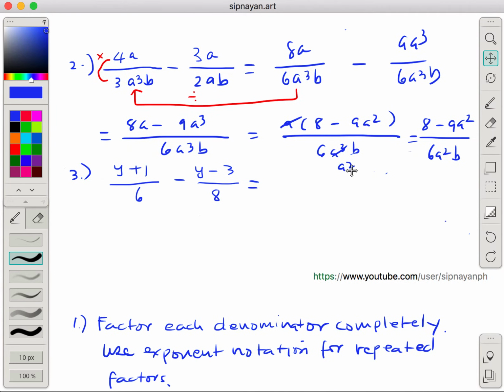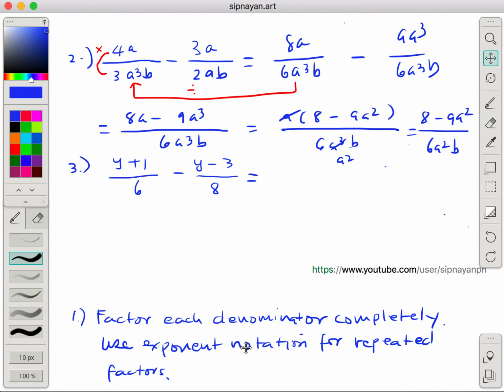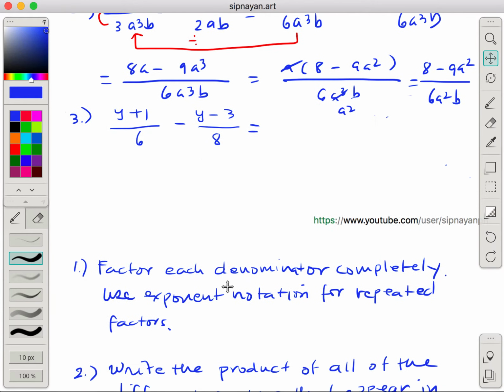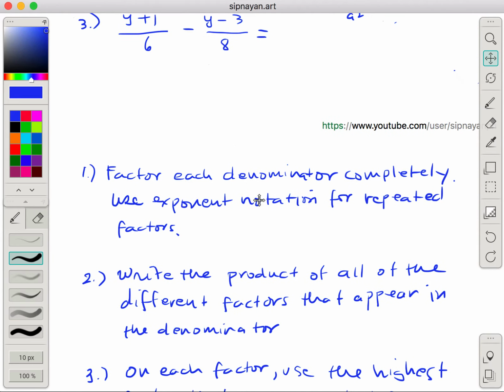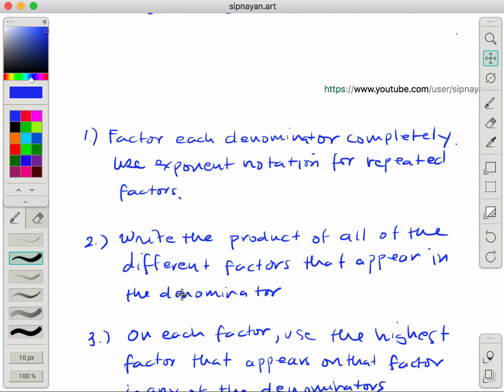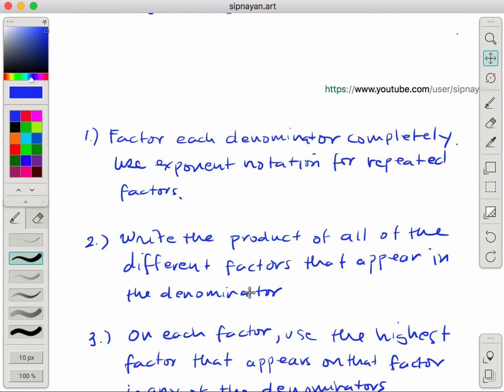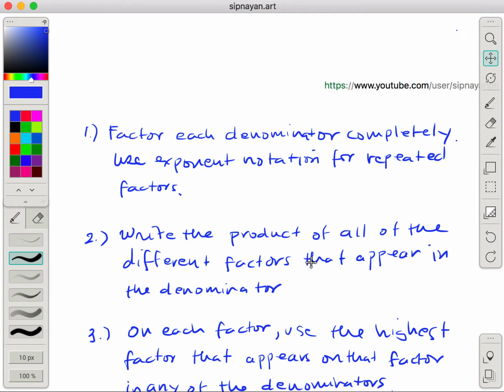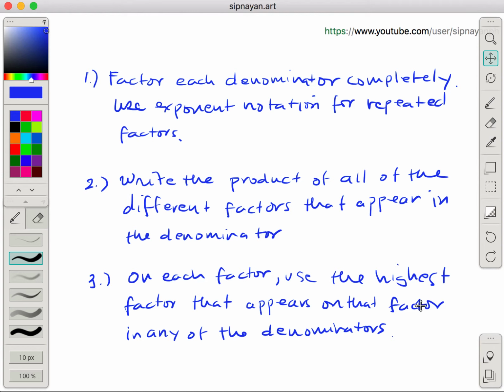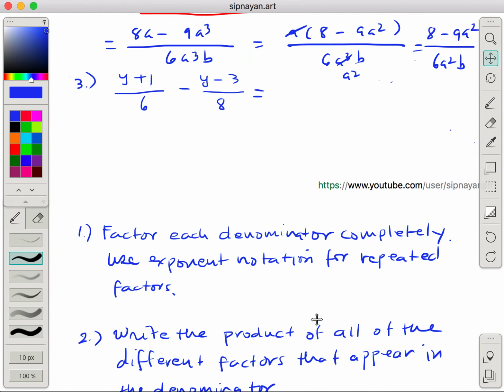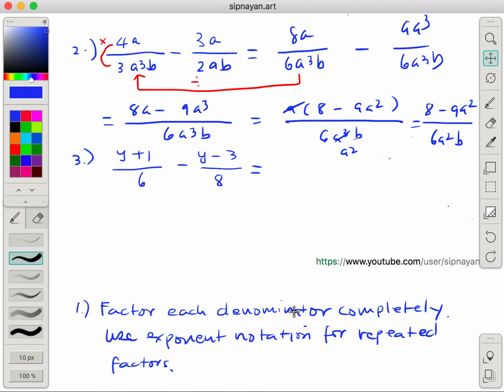Next, by the way, these are our rules, if you watched the previous video. Factor each denominator completely, use exponent notation for repeated factors, that is why it needs to be in exponent form. Then write the product of all the different factors that appear in the denominator. For each factor, we get the highest one that appears, the one with the largest exponent. This is what we said earlier.